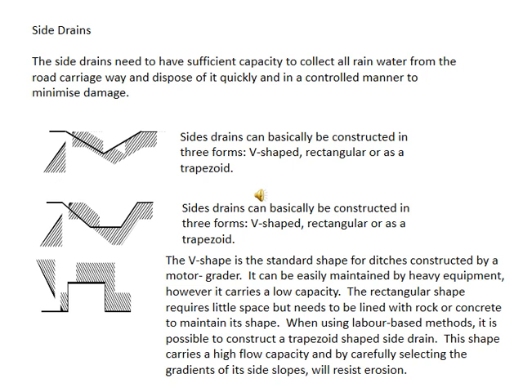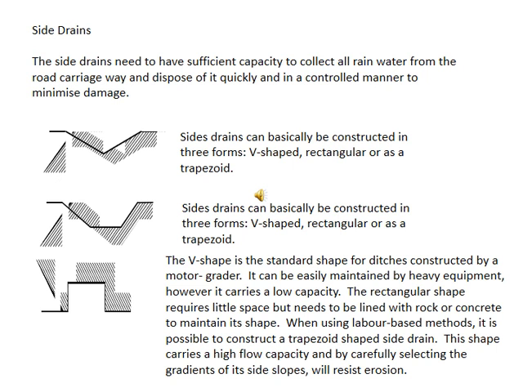Side drains are basically constructed in three forms: V-shape, rectangular, or trapezoid. The V-shape is the standard shape for a drain constructed by a motor grader, so it is easily maintained by that equipment, but it carries a low capacity.